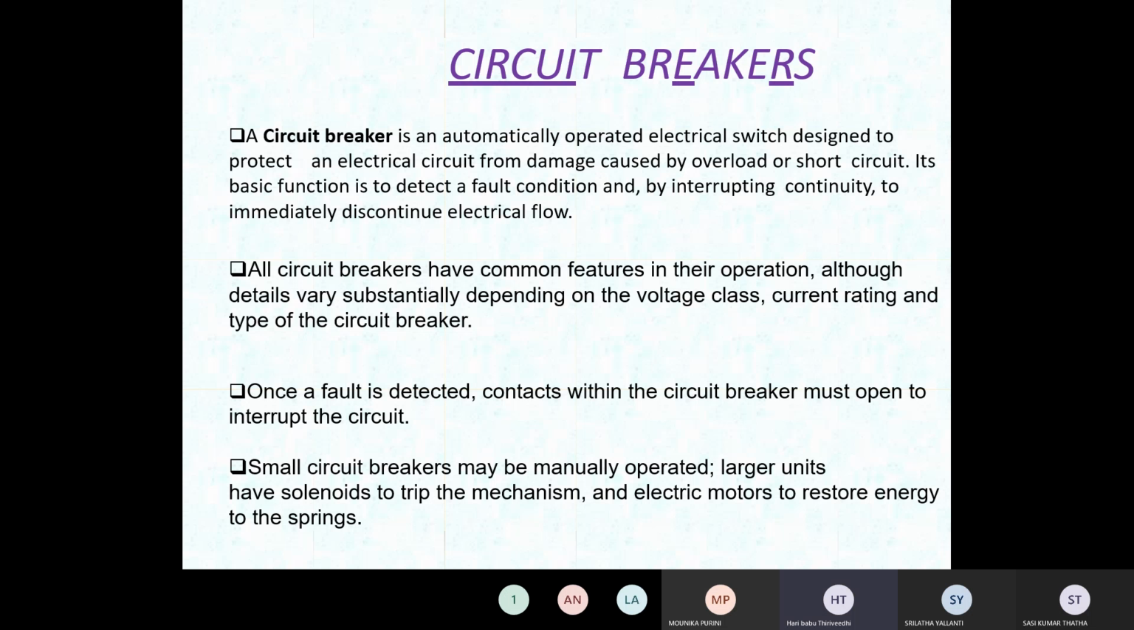Circuit breakers. We already discussed the circuit breaker. Generally, a circuit breaker is an automatically operating electrical switch. At normal condition the circuit breaker is closed. At abnormal condition the circuit breaker is open. The circuit breaker operates depending upon the relay, right? So whenever the relay gives the trip signal to the circuit breaker, then the circuit breaker opens.